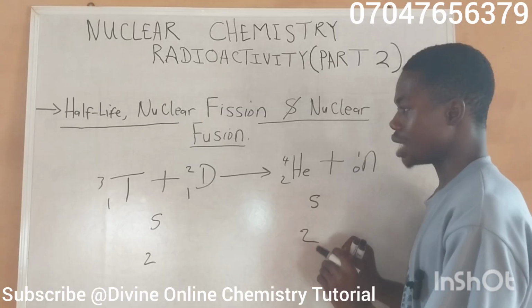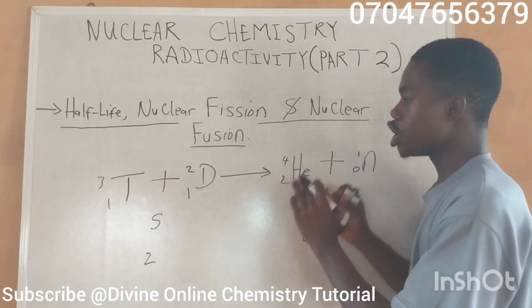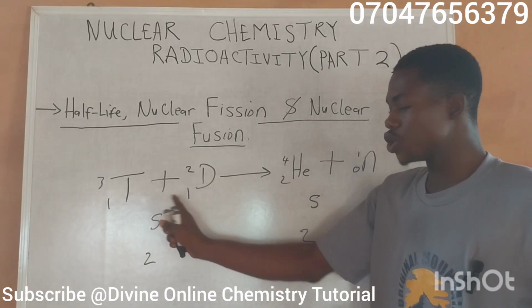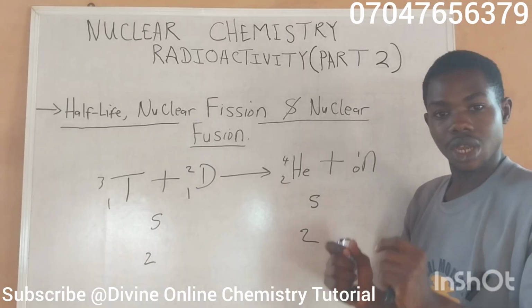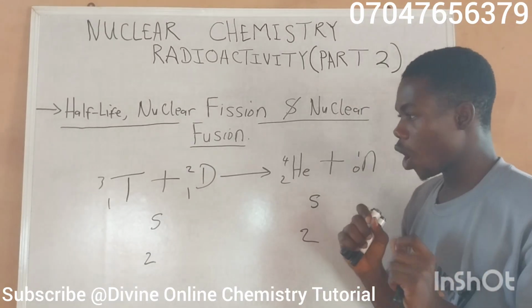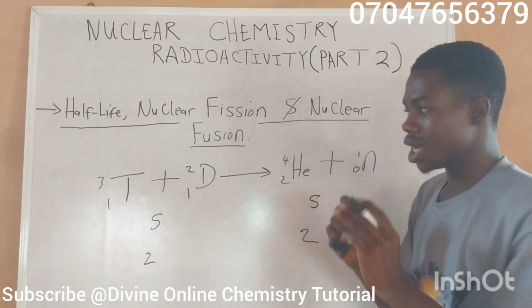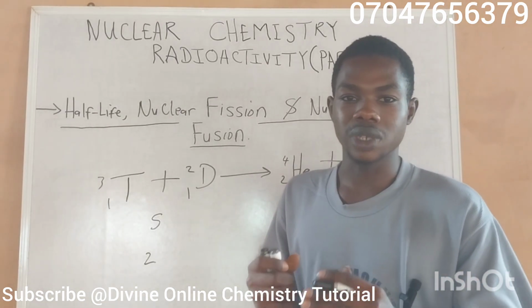So this nuclear equation simply explains nuclear fusion, when two or more nuclei fuse or combine together to form a heavy nucleus with release of energy and radiation. Of course, there must be neutron. So you should please take note of this. So with this, we have come to the end of today's lesson.